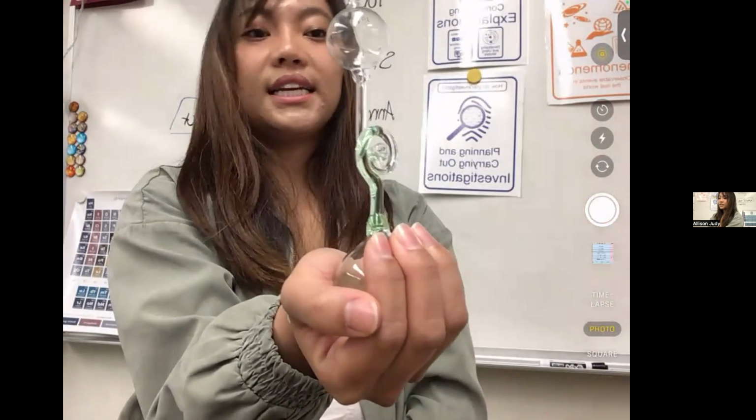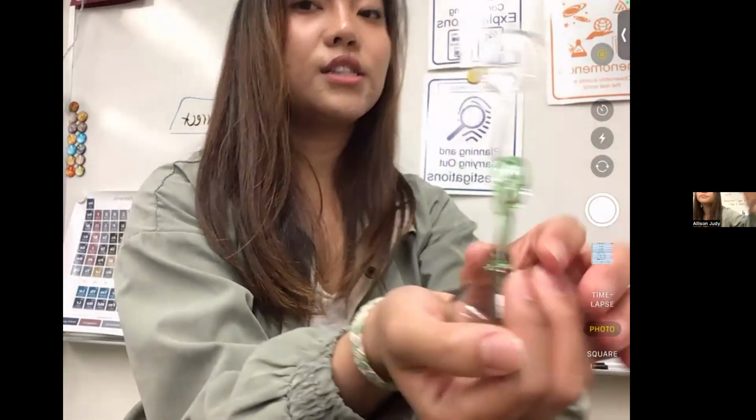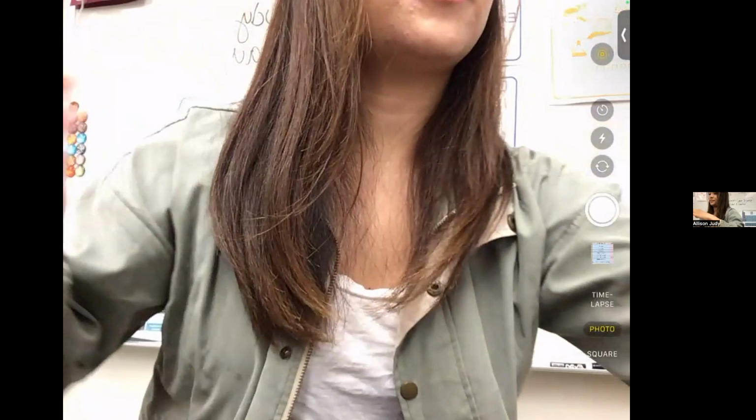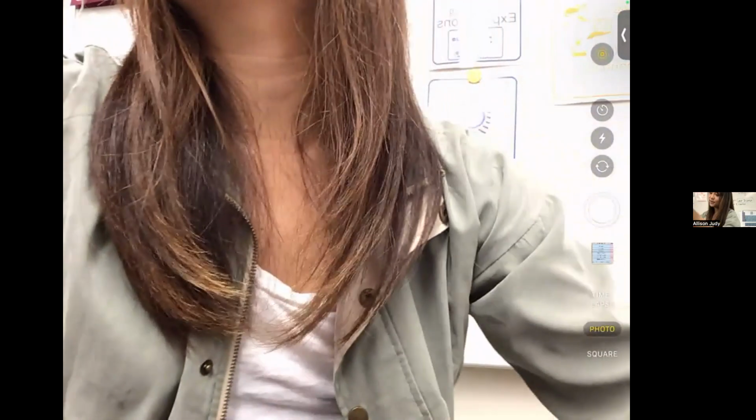Let's see, I think the green is a little harder to see. Let's switch over to a different one, different color. They're all different themes. They're so cute.